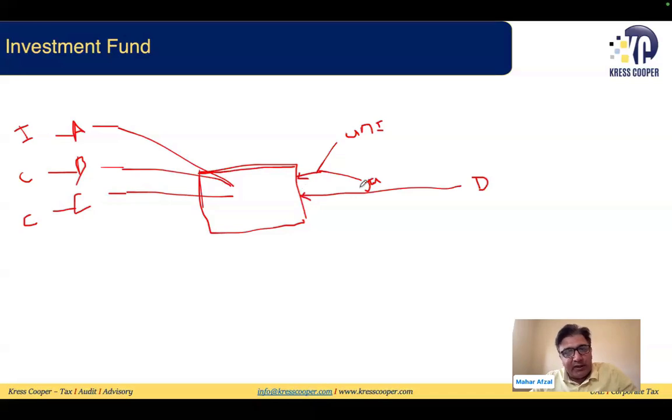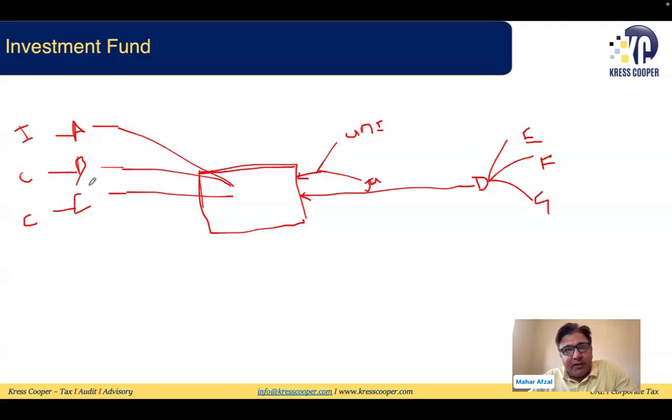Now the funds are here. Party D is managing the funds. Party D is a manager. Party D is the management company, and this management company is managing so many funds and is further hiring people who are advising party D. Assuming these are E, F, and G.